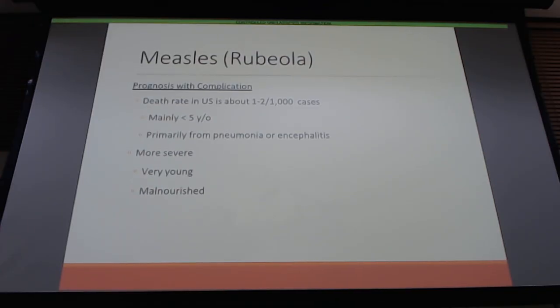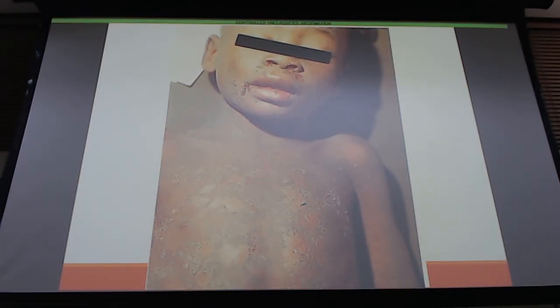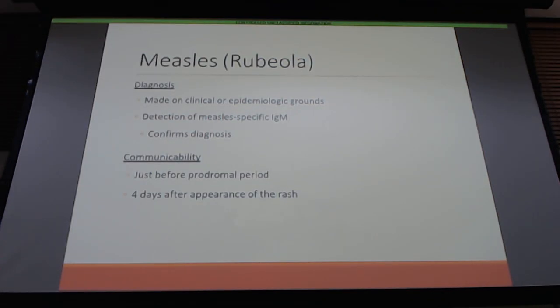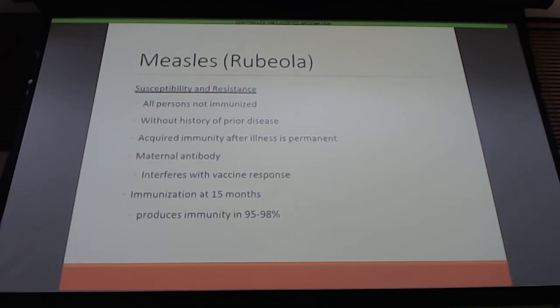There's your death rate. Usually less than 5-year-olds, primarily because of pneumonia and encephalitis. Okay. Remember, the malnourished folks are the ones that are most prone. Here's a rash that's desquamating. Okay, diagnosis is usually made clinically, we don't usually send off for stuff. And you can do IgG, right, but usually we don't. Usually they can spread it just before the prodromal period and 4 days after appearance of the rash. And there's a whole bunch of folks that may be susceptible, particularly folks that are not immunized.